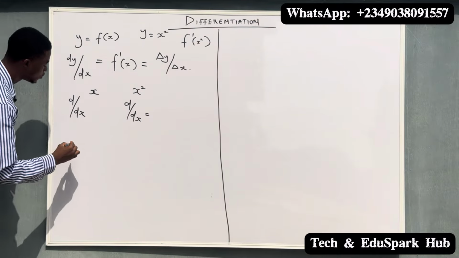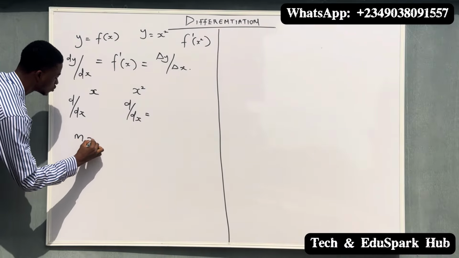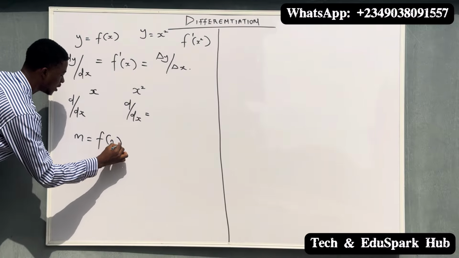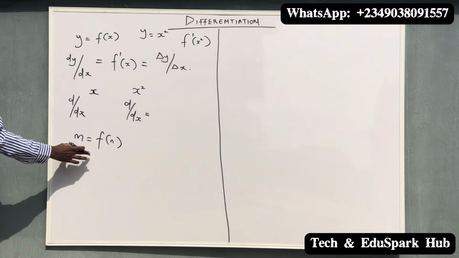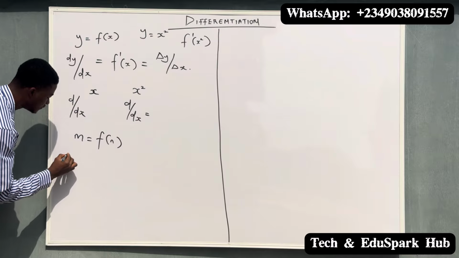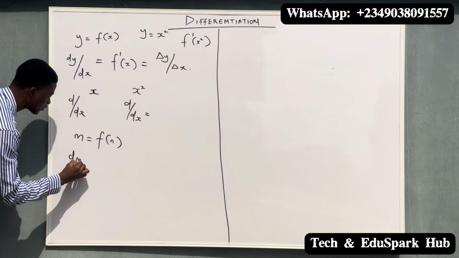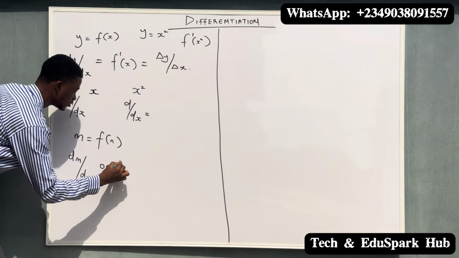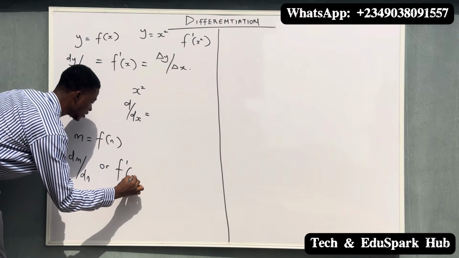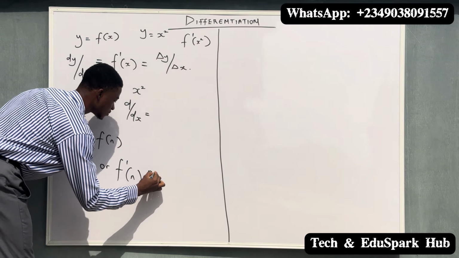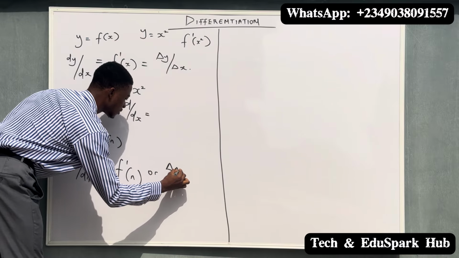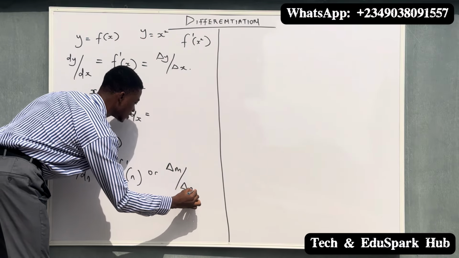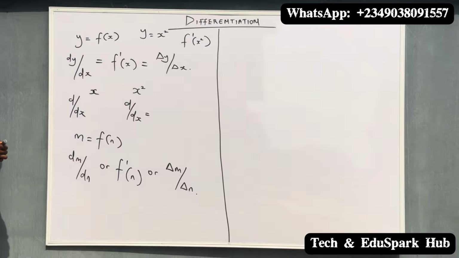Let's say for example we're also given m equals f of n, and they ask you to calculate the differentiation of this function. You can say the differentiation is given as dm over dn, or you can say it is given as f prime of n, or it is given as change in m over change in n. So these are ways you can express differentiation.